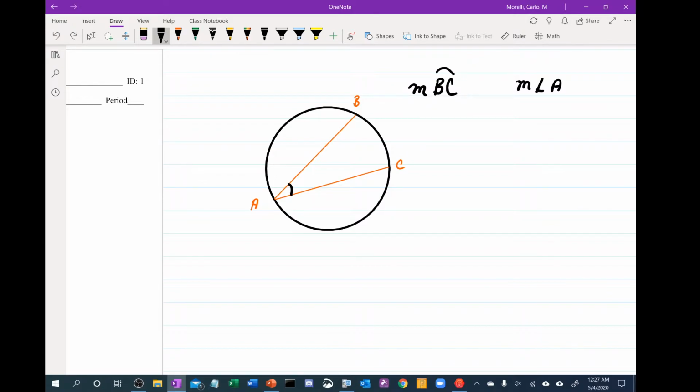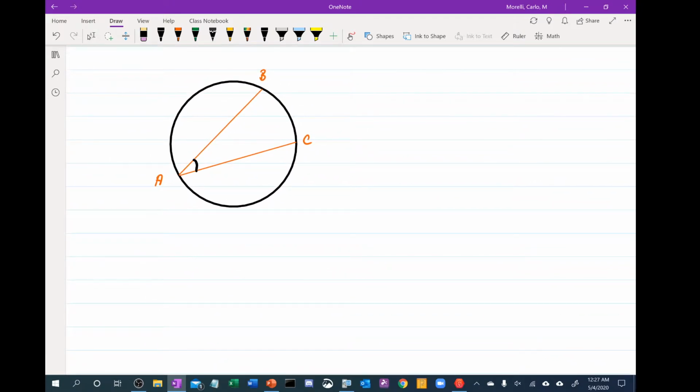Now there's a relationship between the arc and the angle. And this is kind of the crucial point. So pay very close attention here. This angle A, okay, the measure of angle A is equal to one half the measure of arc BC. And these are in degrees.